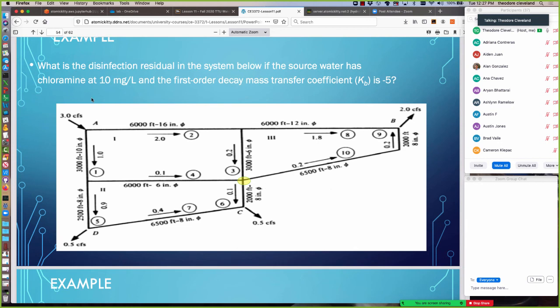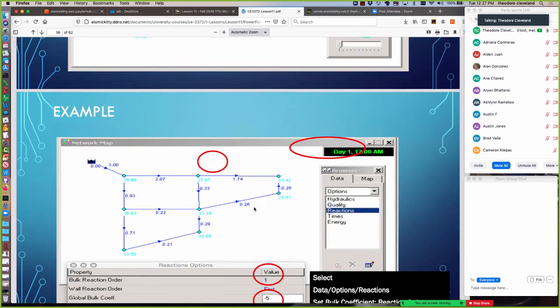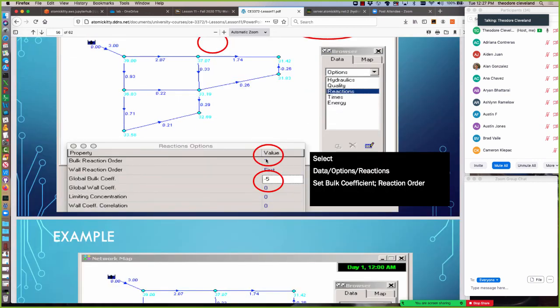So in this example, we have a supply point up here at 3 cubic feet per second, and we're told that the source water has 10 milligrams per liter of a disinfectant, and we're given the first order mass transfer decay coefficient, and we want to find out what the disinfection residual in the system is at different locations. So to model that, we would create the model, just like an extended period simulation model. So for water quality, it has to be extended period simulation. And in the case of the demand pattern, it would be just a flat line demand pattern, all ones. And then run the simulation, turn on the reactions, supply the reaction order, the bulk coefficient, tell it it's first order, zero out the remaining terms so that they don't participate.